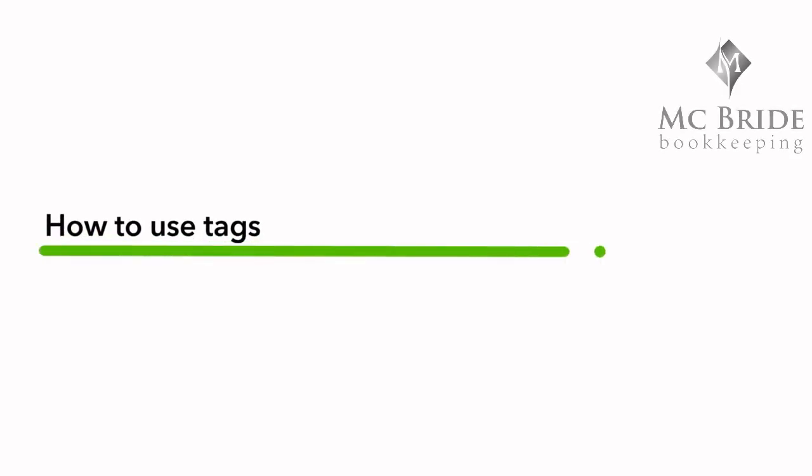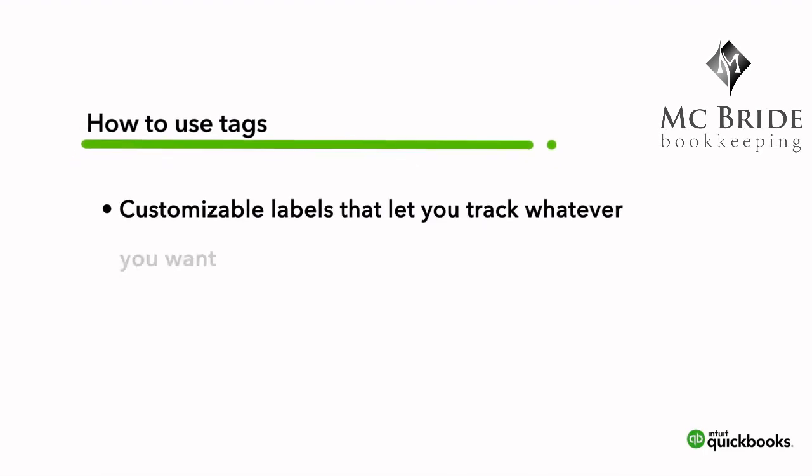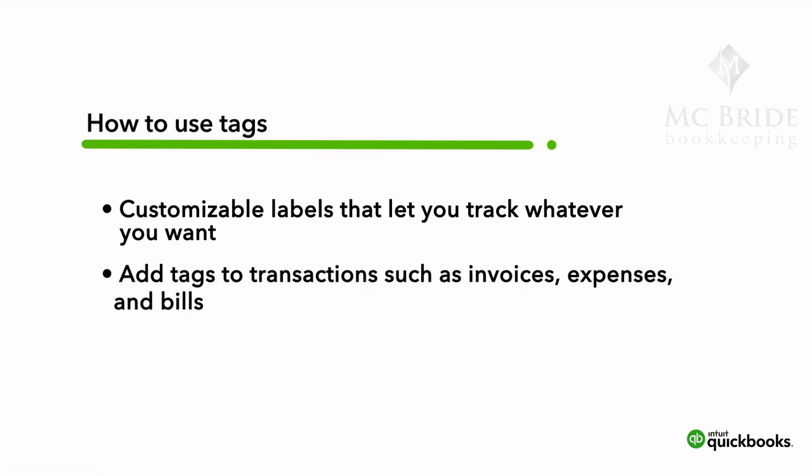Tags are customizable labels that let you track your money however you want so you can get deeper insights into your business. You can tag transactions such as invoices, expenses, and bills. Tags don't impact your books. They're a simple way for you to track and report on the info that matters most to you.